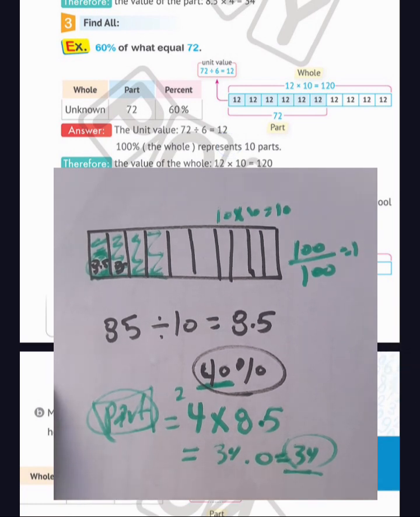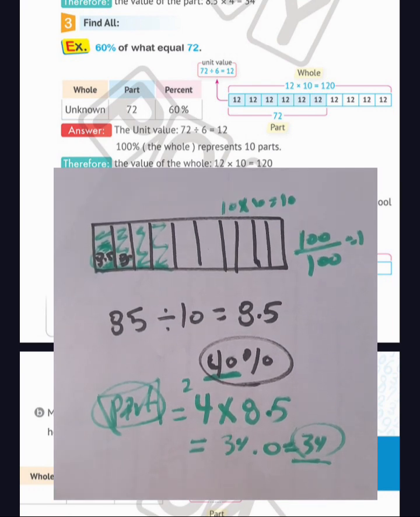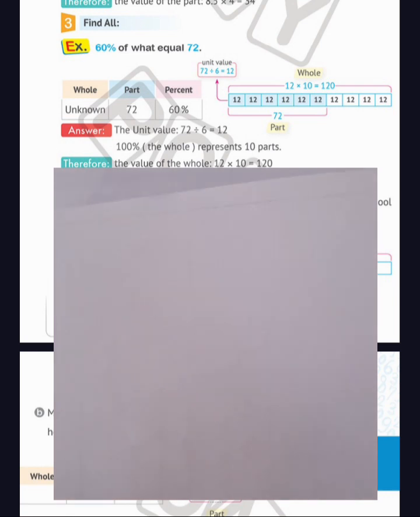And what about question number 3? He wants us to find the whole number here. In this example, we have other steps. He gave us the part, 72, and the percent, 60%. And he wants us to find what? The whole number. How do we find the whole number here? First step, we have 72 and here 6. 72 divided by 6 will be 12.